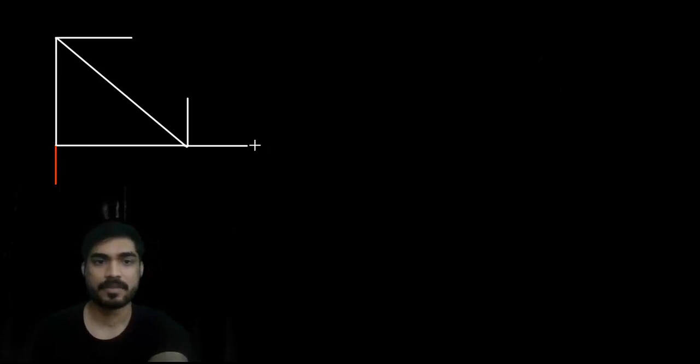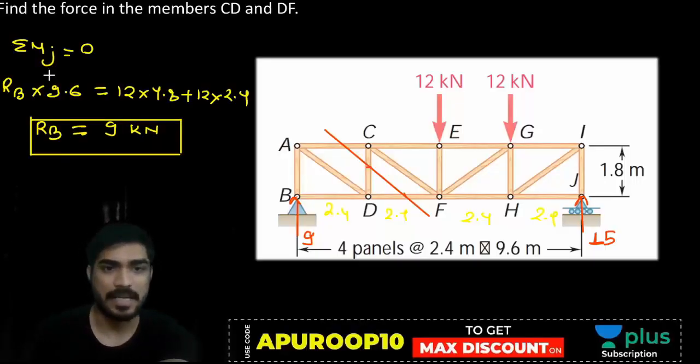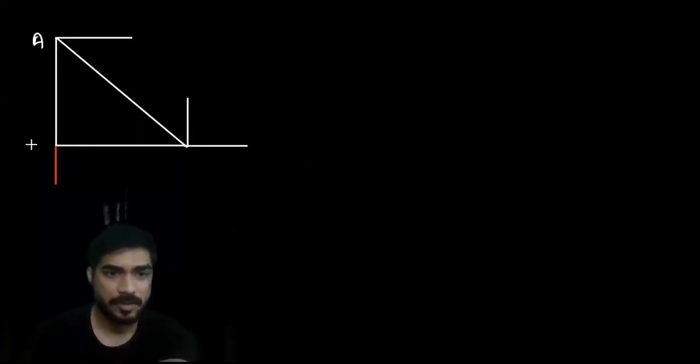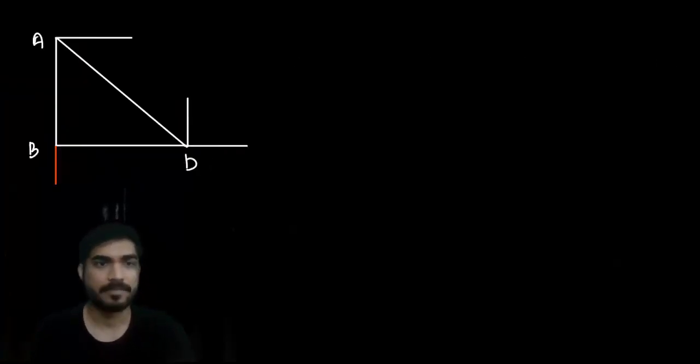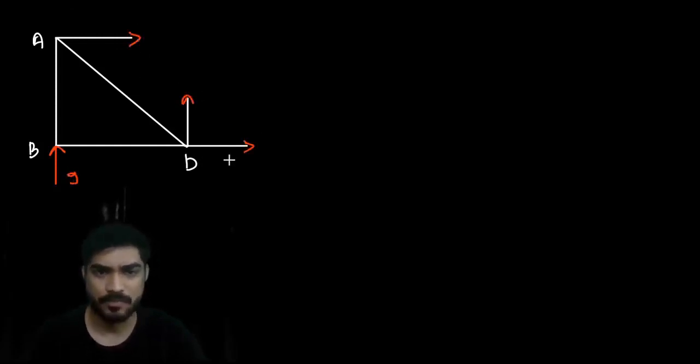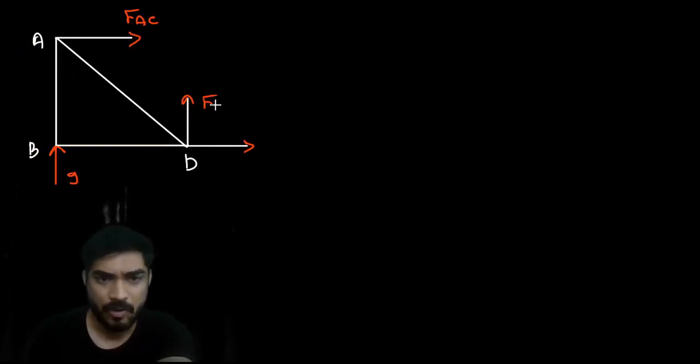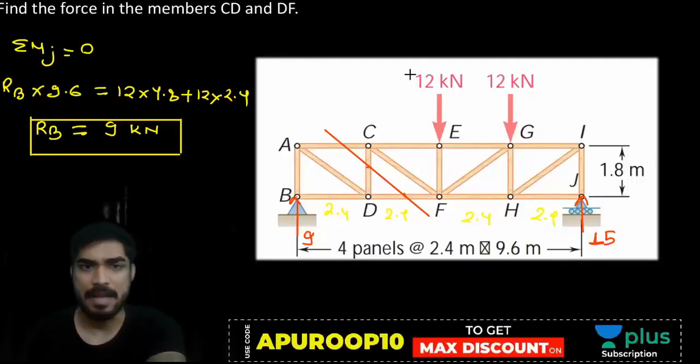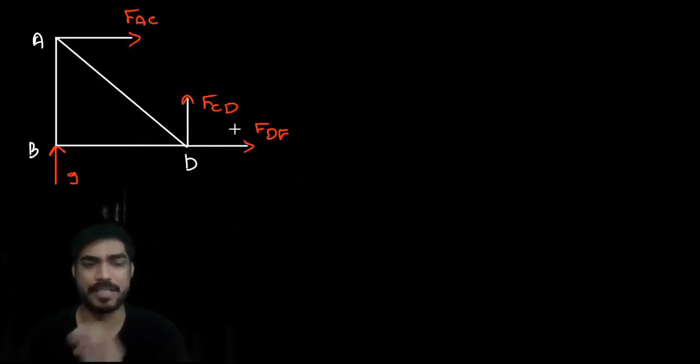Okay. So this is the left part. This is A, B, and D. And this force is 9. This force and this force will be unknown. So this will be F AC, this will be F CD, and this will be F DF. I need FCD and FDF.